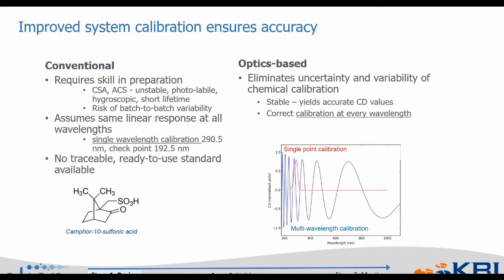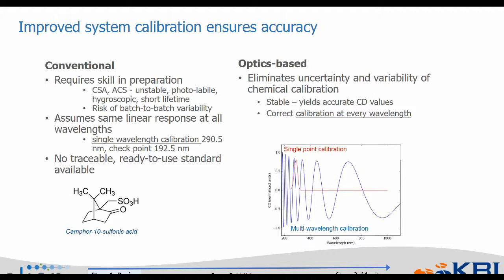Secondly, we need to calibrate the instrument. Traditionally, calibration has been done using a chemical calibrant, something like CSA, shown chemically at the bottom here. The issue with using a chemical calibrant is in many cases these are unstable, they may be photolabile, hygroscopic, and they may have a short lifetime. There's also the issue that when we use a chemical calibrant, we're typically using a single wavelength calibration, 290.5 nanometers.